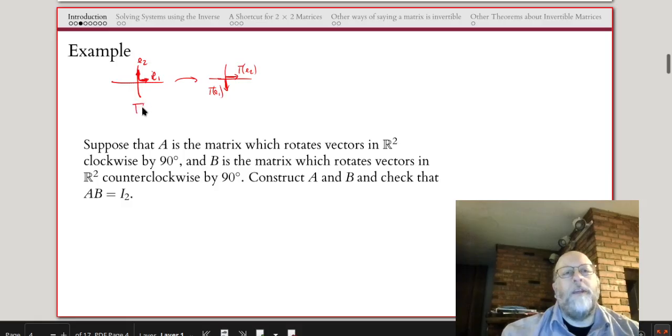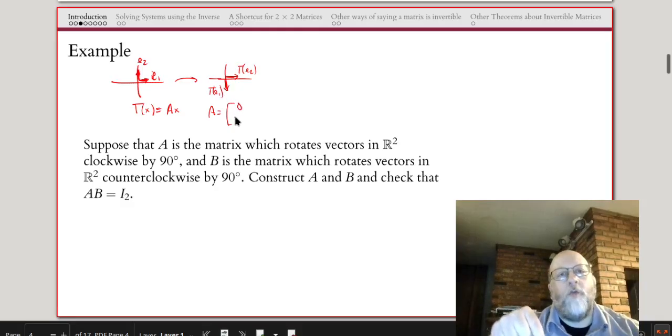And this is what the transformation given by A looks like. And so A is the matrix: E1 transforms to straight down, that's 0, -1, and E2 is straight across, that's 1, 0.